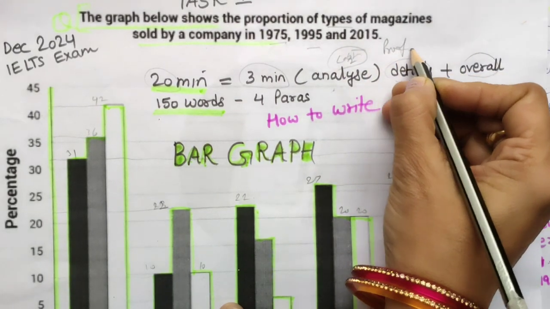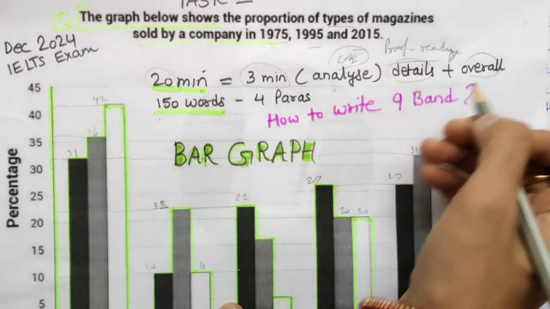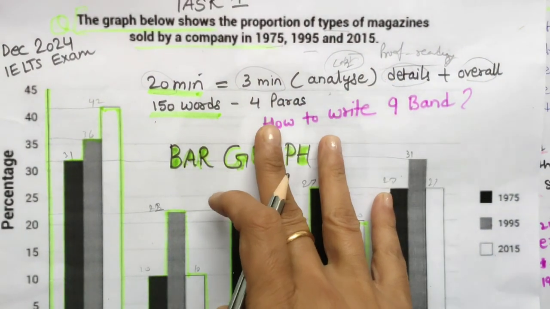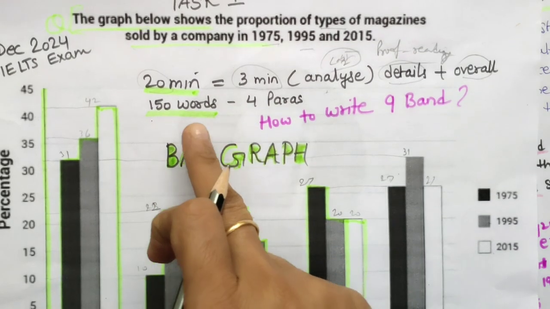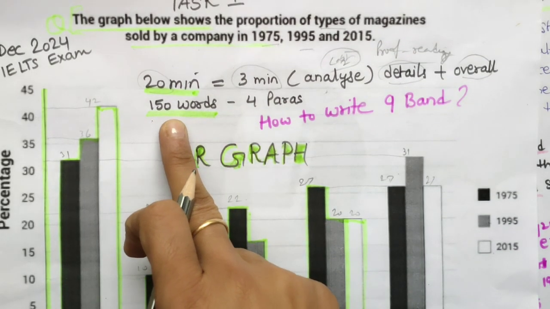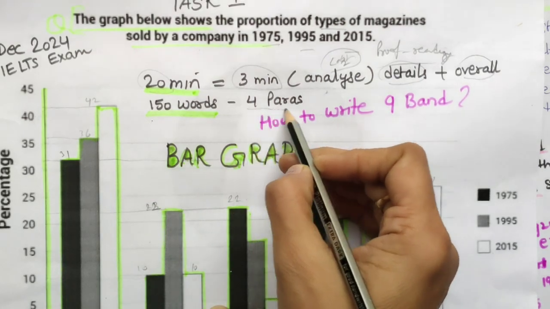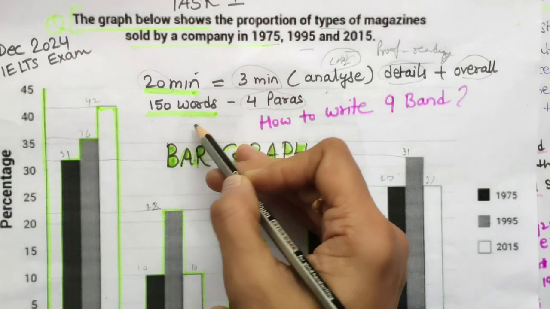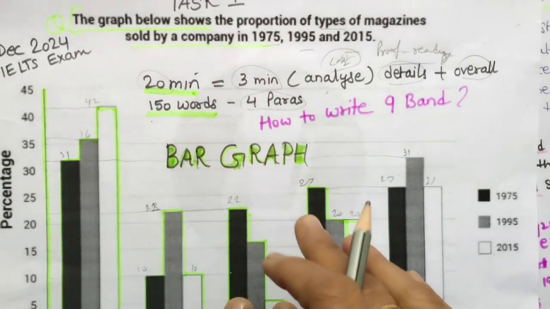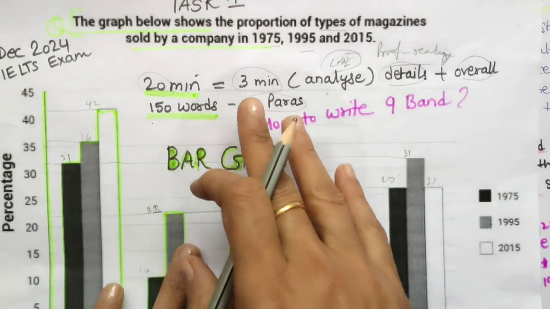Proofreading means reread your essay, reread whatever you have written. So definitely you will find your own errors. Write 150 words minimum if possible, and write 4 paragraphs. It doesn't matter if your essay is 170 or 180 or 200 words, but don't try to write more than that. Let's start with the introduction.